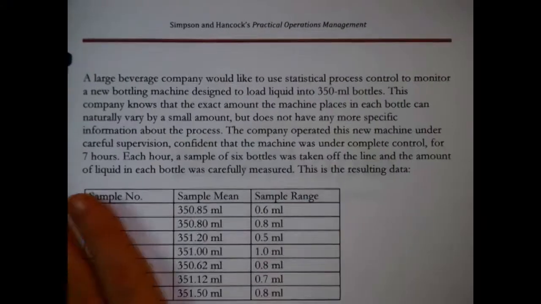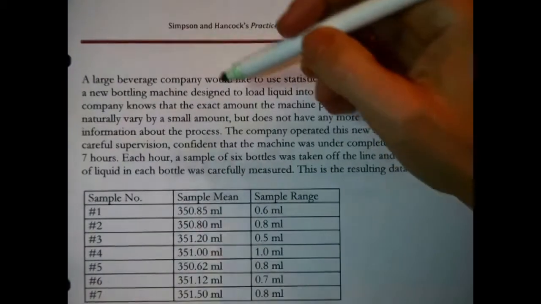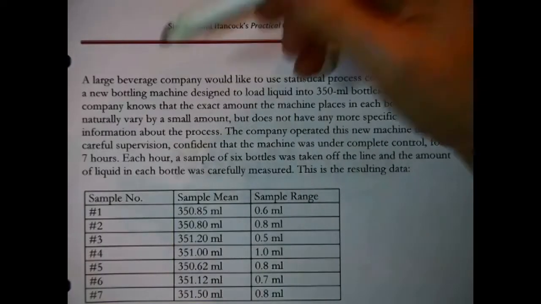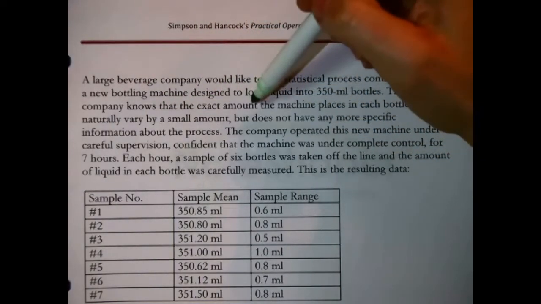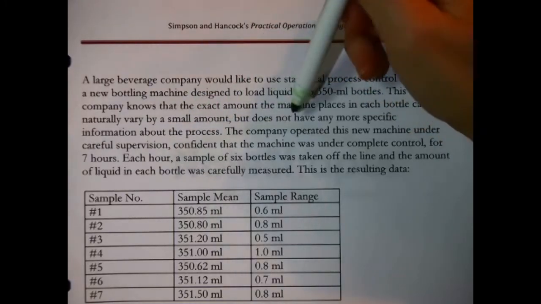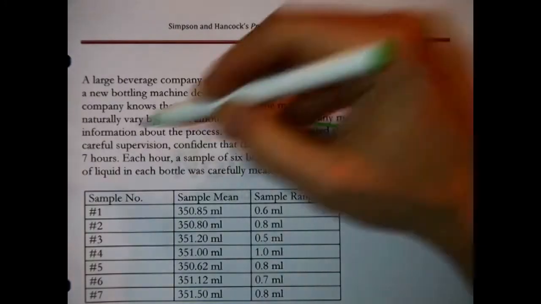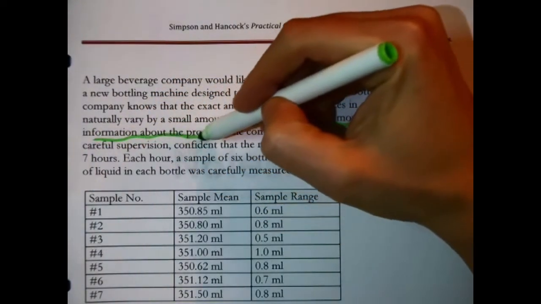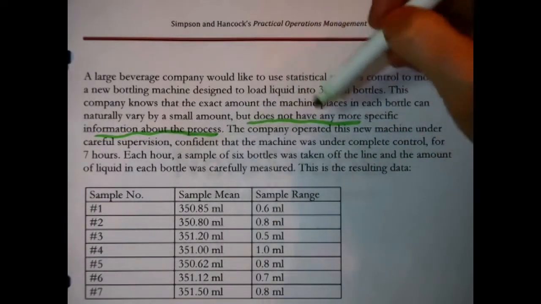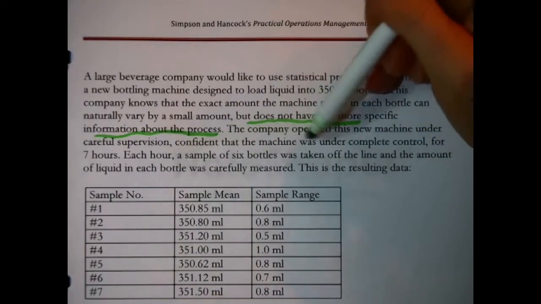A large beverage company would like to use statistical process control to monitor a new bottling machine designed to load liquid into 350 milliliter bottles. This company knows that the exact amount the machine places in the bottle can naturally vary by a small amount, but does not have any more specific information about the process. First hint.